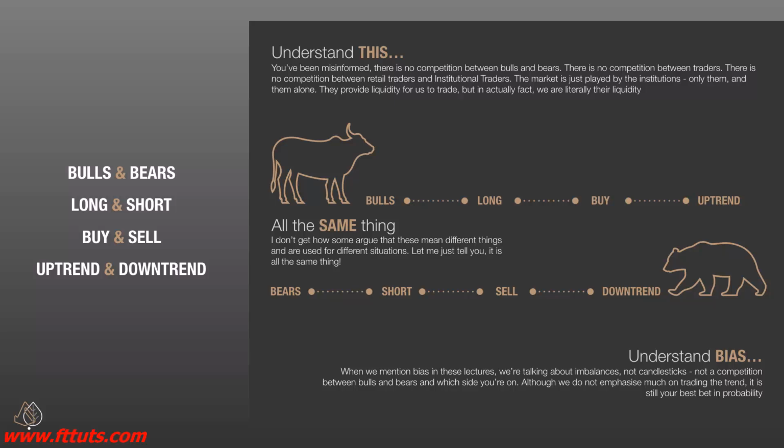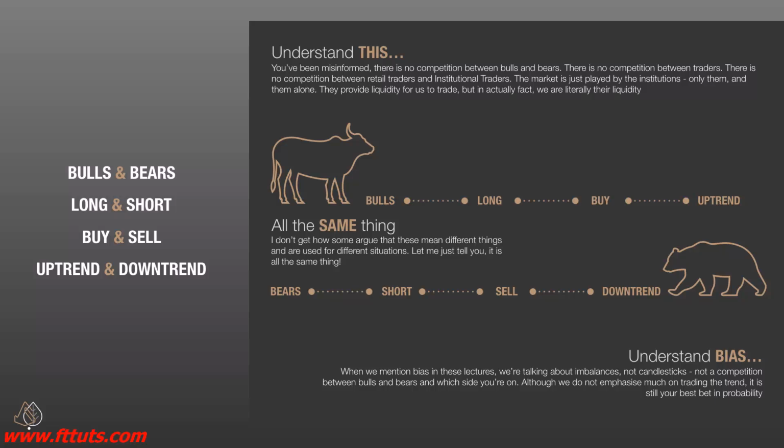They provide liquidity for us to trade. But in actual fact, we are literally their liquidity too. So you have heard these terms: bulls, bears, long, short, buy, sell, uptrend and downtrend. Bulls, long, buy and uptrend mean the market is going up, prices are increasing. It all means the same thing. Bears, short, sell and downtrend mean prices are going down.